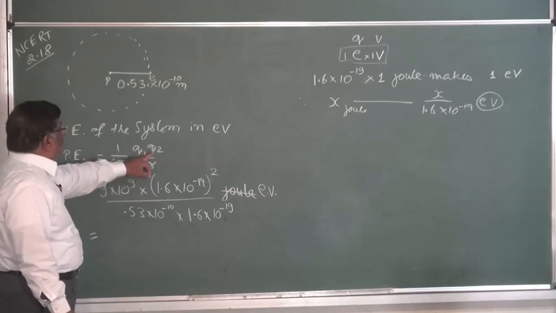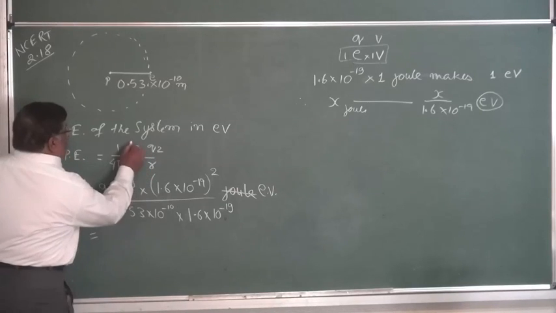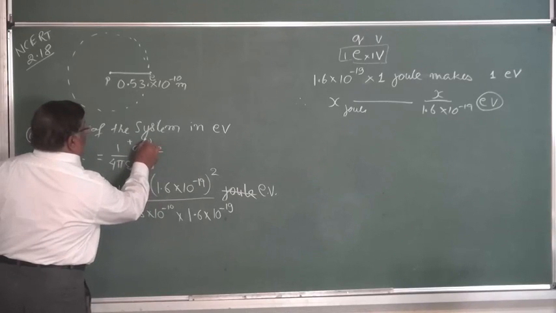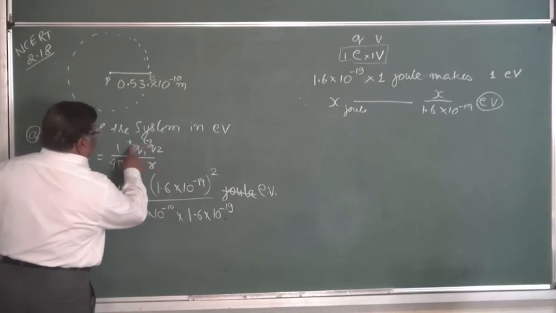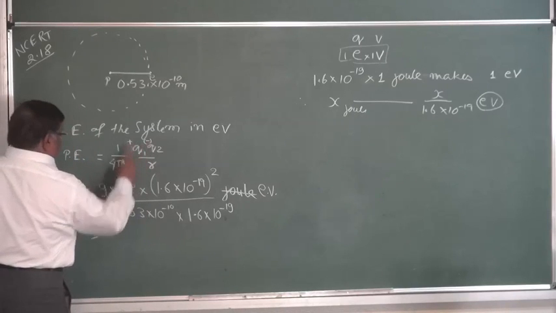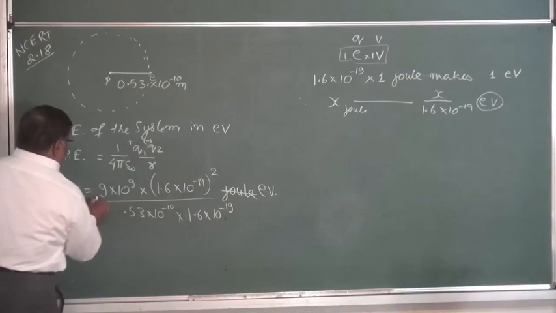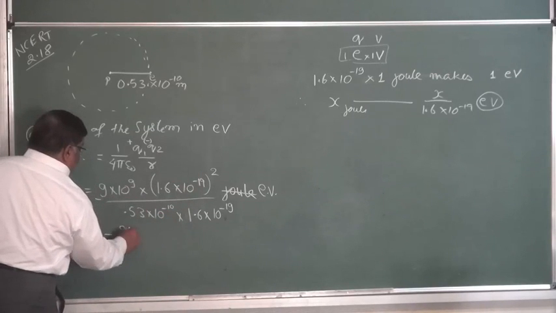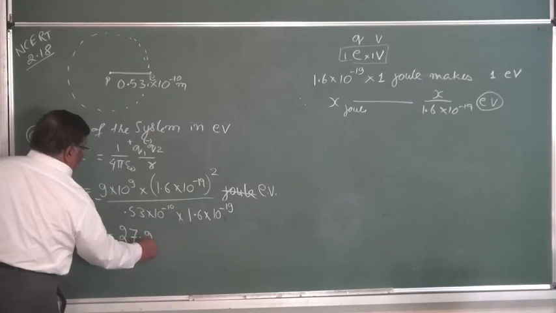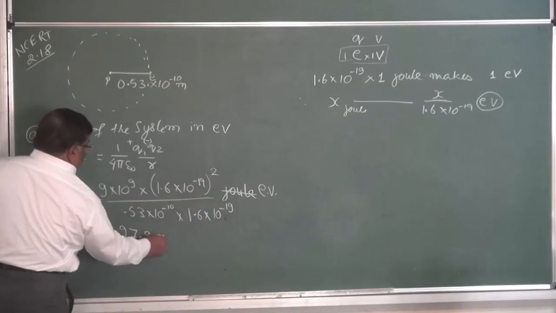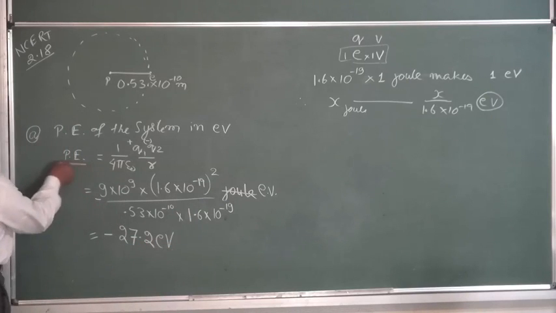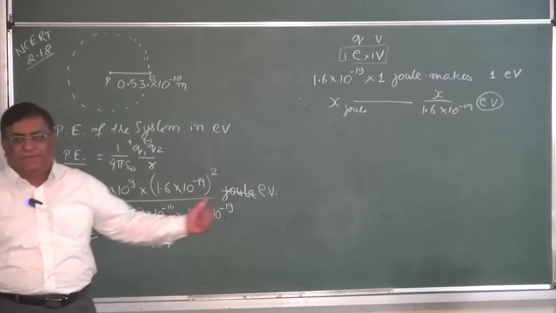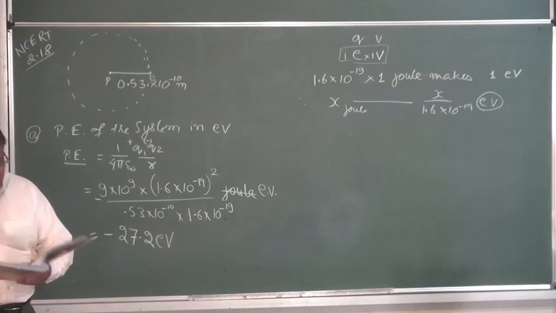When we multiply Q1 and Q2, this is positive charge, positive 1.6, and this is negative 1.6. When you multiply the two, what will be the sign of the result? That will be minus. So this whole thing will be minus. Now you solve this. This comes to 27.2. What is the unit here? Electron volt. What is this? Potential energy of this system. So this is done. Potential energy of the system is minus 27.2 electron volt.